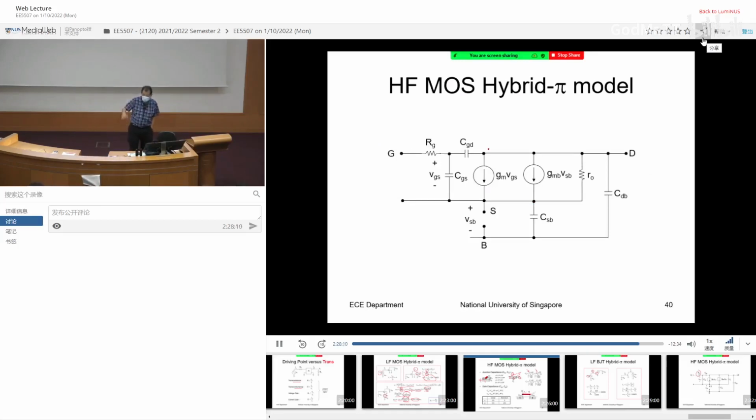So after you figure out the CGS, CGD, you just have to ask yourself, where does the capacitor exist? CGD exists between gate and drain, so you just put the capacitor between the gate and the drain junction. CGS exists between the gate and source, so you put it there. CSB between source and body, CDB between drain and body. So you can do all these capacitances.